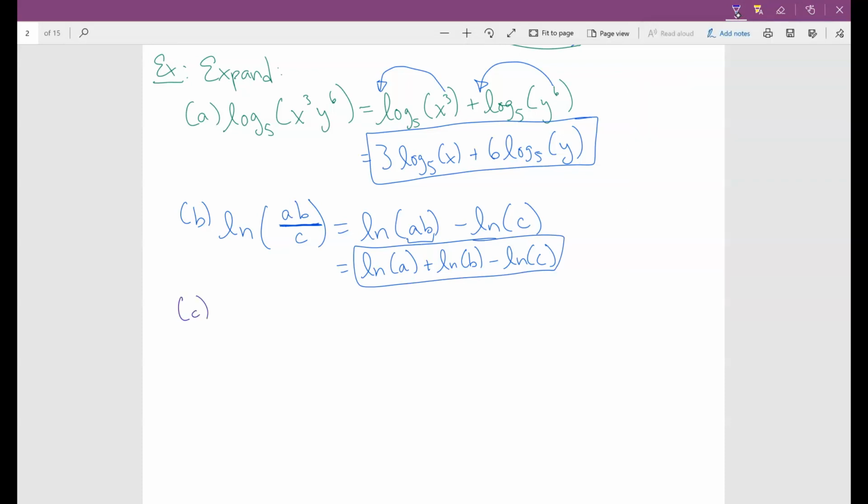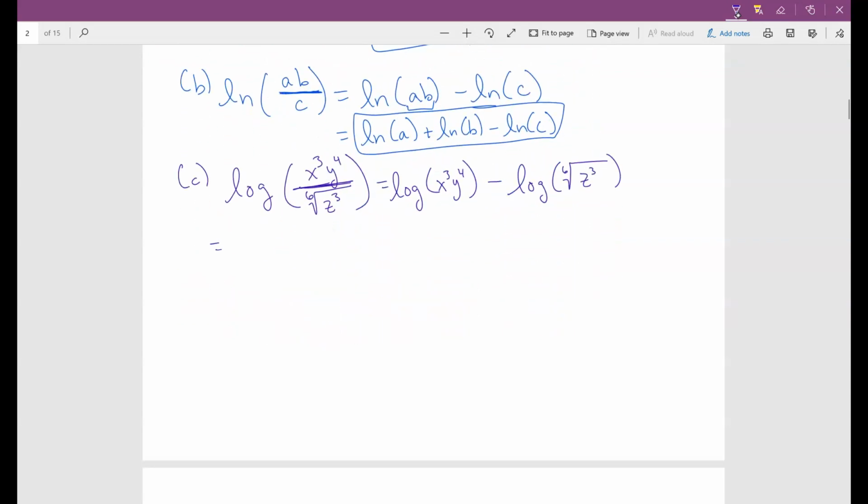So let's say now we had the log of, I don't know, x cubed y to the 4th divided by the 6th root of z cubed. Okay, so first, we can see that there's a division. So let's get rid of the division first. So you have log base 10 of x cubed y to the fourth, that's the numerator, and then subtract the log of the sixth root of z cubed.